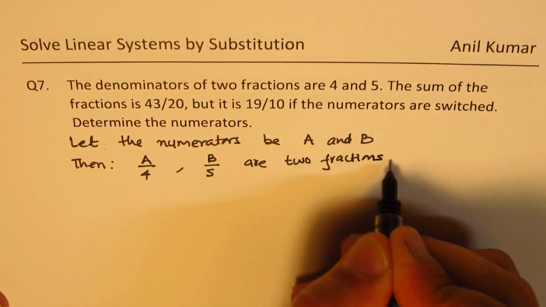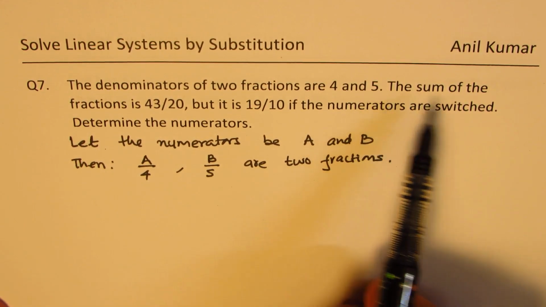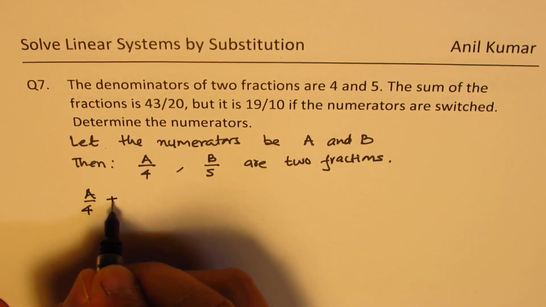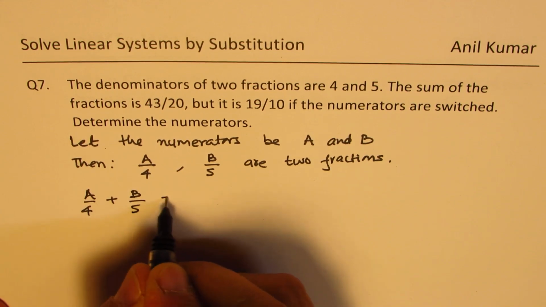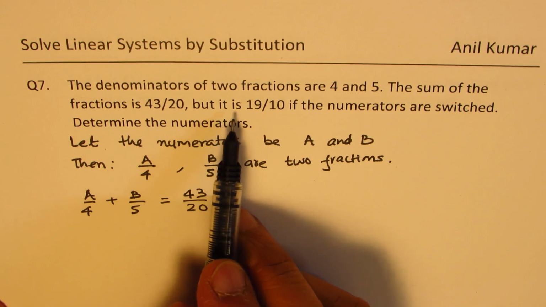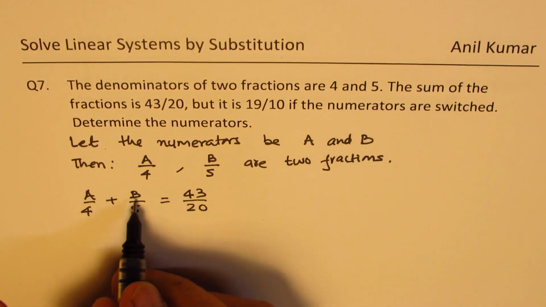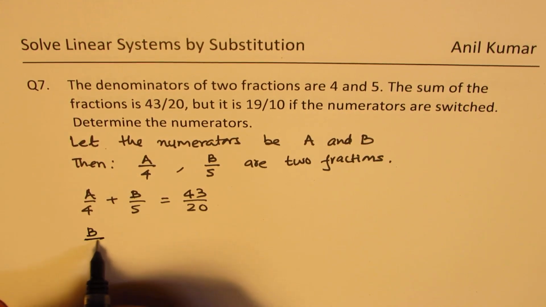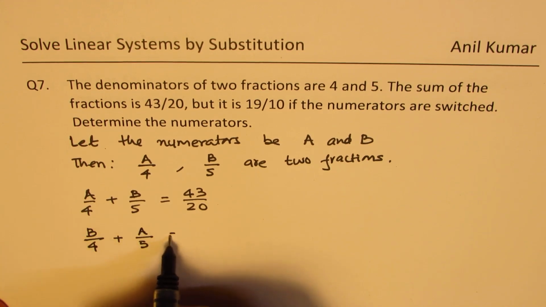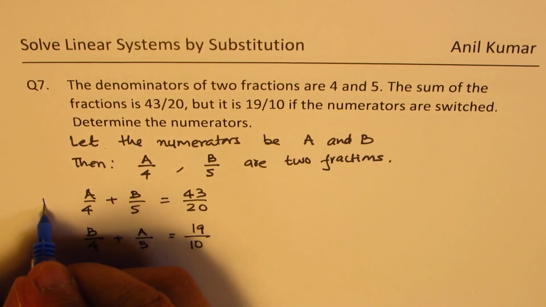Clear? Now we can write the equation. The statement here is the sum of the fractions is 43/20. That is to say, a over 4 plus b over 5 is equal to 43/20. But it is 19/10 if the numerators are switched. That means if we switch them, we bring b here, and a on the other side. If we swap them, we get 19 over 10. So that gives us two equations.